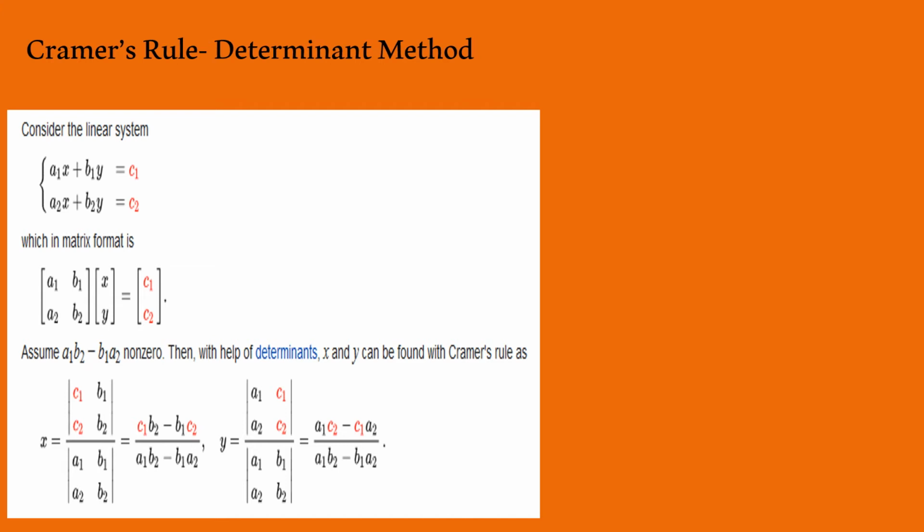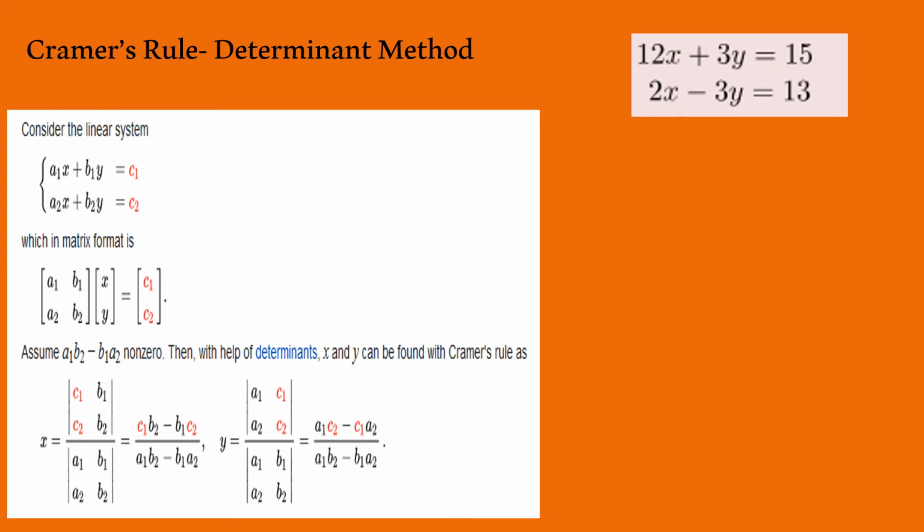The constants here are C1, C2. So in the case of x, the coefficients A1, A2 will be changed into C1, C2. And for y, the coefficients B1, B2 will be changed into C1, C2. So we know that the value of the determinant is the product of the leading diagonal minus the product of the other diagonal. Or we can make use of the graphing calculator to get this result.